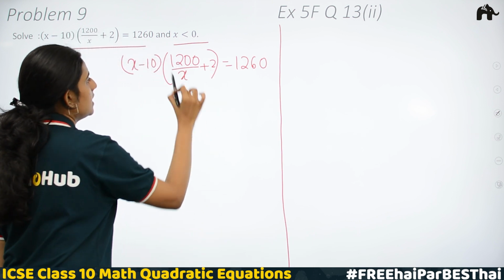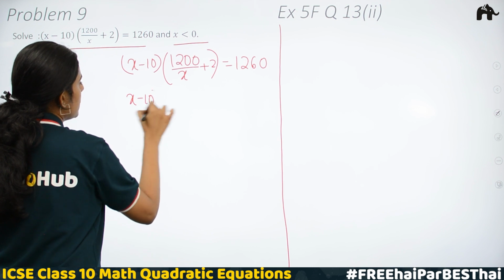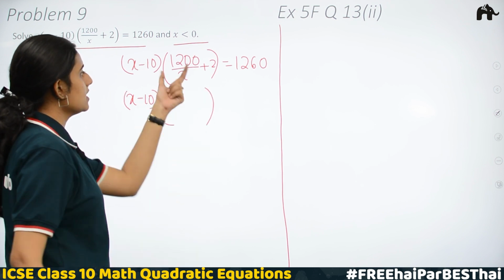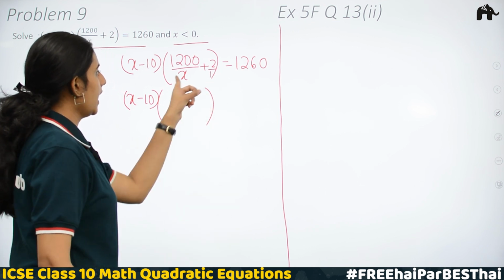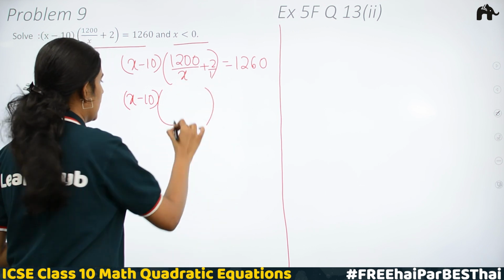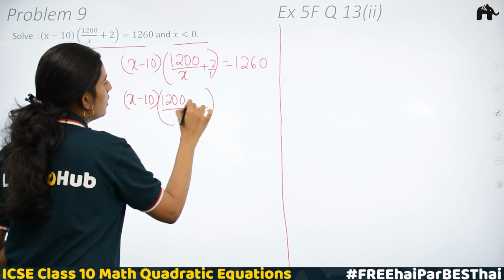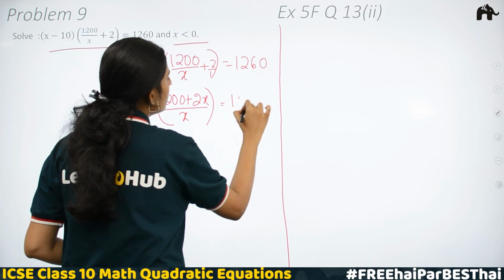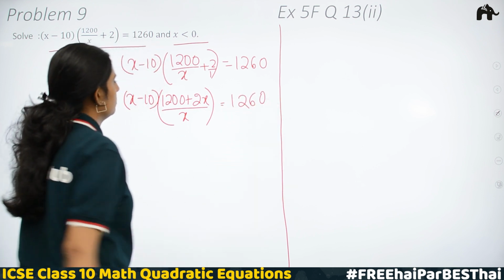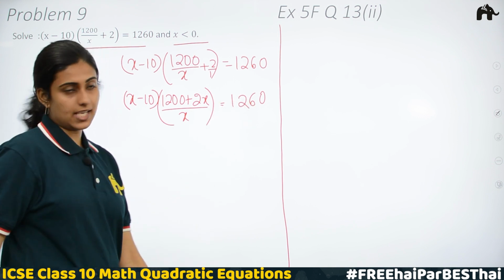Okay, consider this term first. Here we have x minus 10. When you take this term, what is the LCM? Denominator here it is 1, x and 1. The LCM is x. Numerator you have 1200 plus 2x is equal to 1260. Okay, now we can take this x to the opposite side.